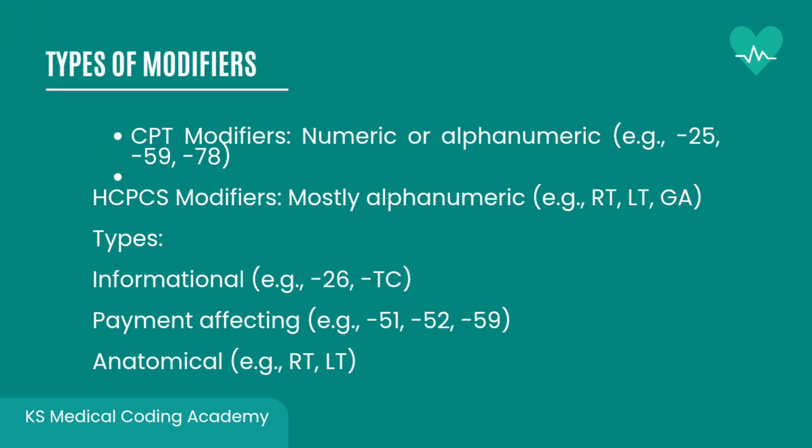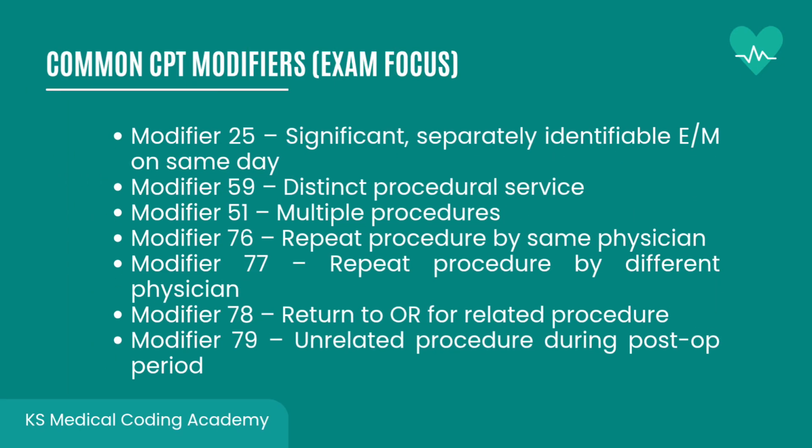Types of modifiers. There are two major types of modifiers used on the CPC exam. CPT modifiers, usually numeric or alphanumeric. HCPCS modifiers, typically alphabetic or alphanumeric. Modifiers can be informational, like identifying the body part, or they can affect payment, such as multiple procedures done in one session.